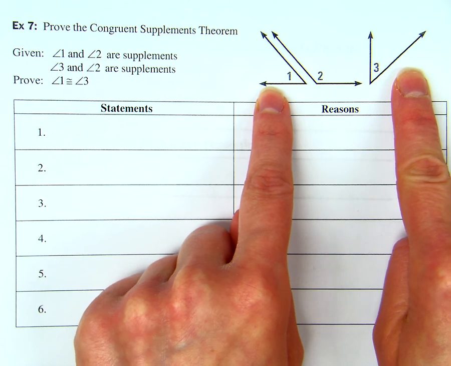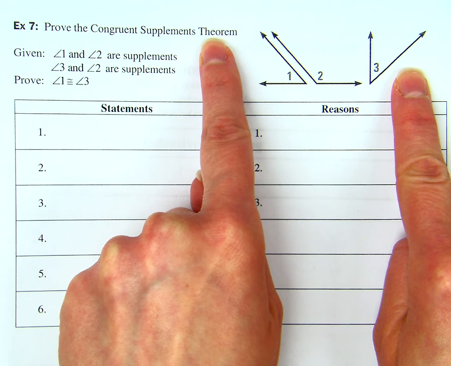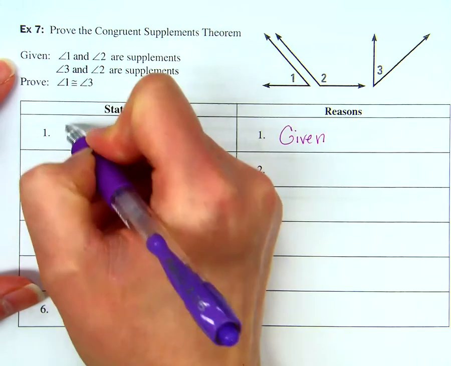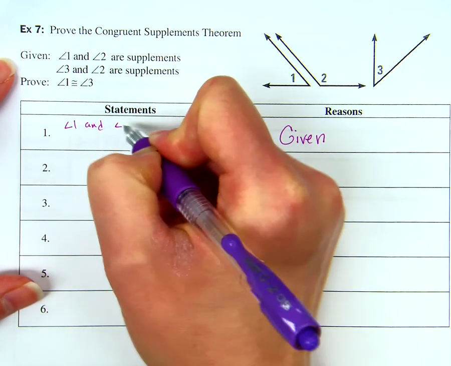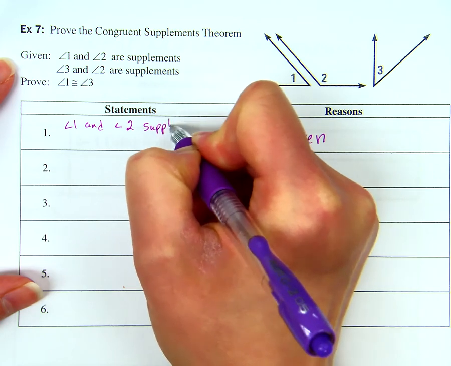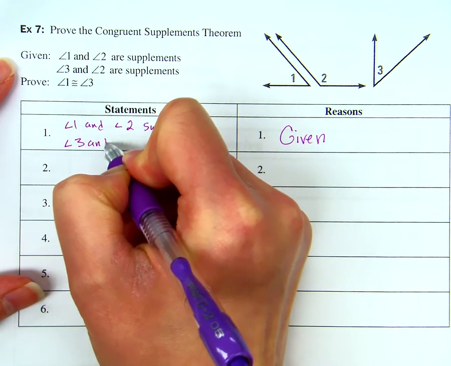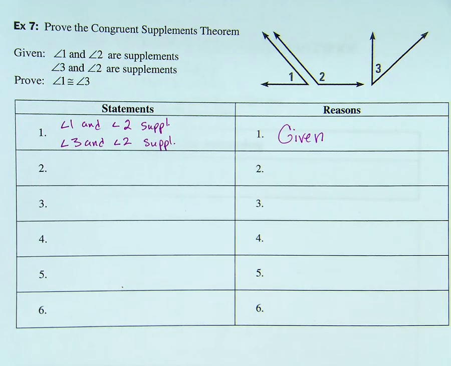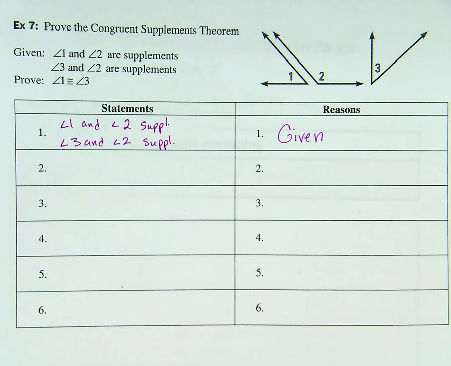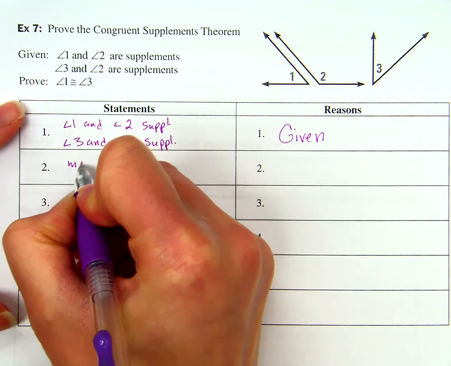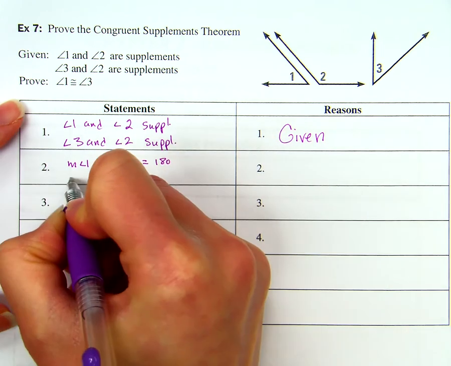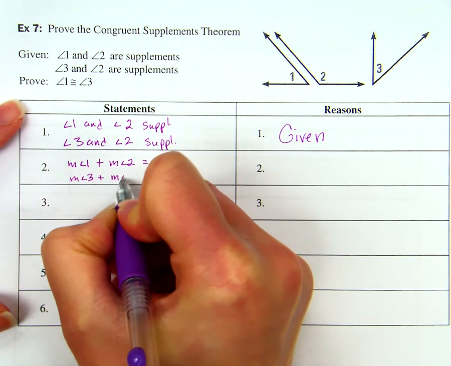All right, guys, let's give it a try. Also remembering that we cannot use this theorem as a reason in our proof. Given information, we've got lots of supplements going on, so let's get them all down in our first line. 1 and 2 are supplements, as well 3 and 2 are supplements. Well, what do you know about supplementary angles? Hopefully you remember, and I think you do. Supplementary angles have a total of 180. So let's make that our next conclusion. Let's say each one of these pairs has a total of 180 degrees.